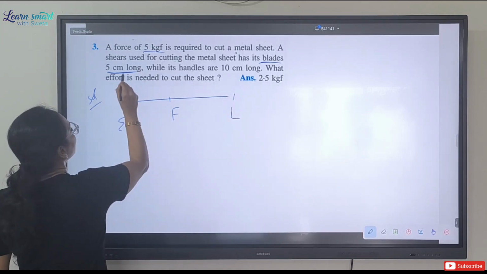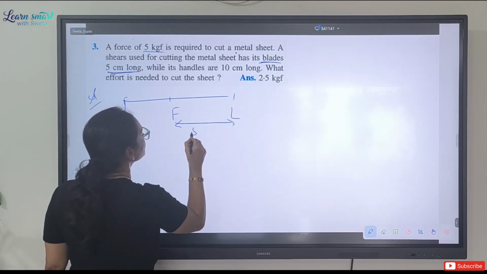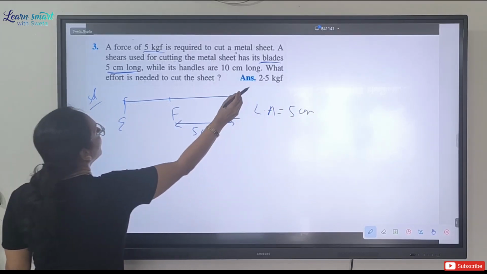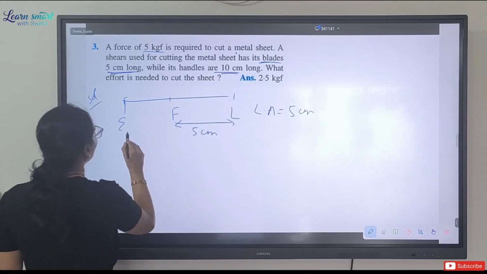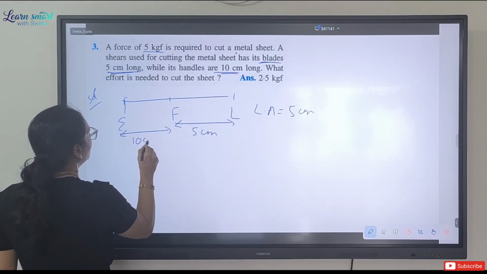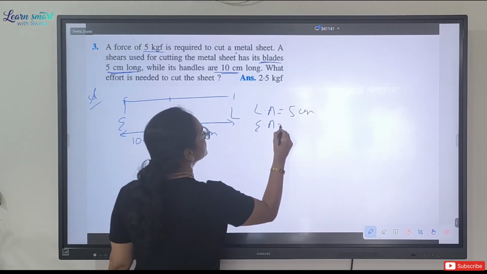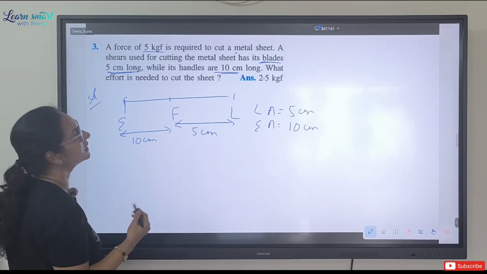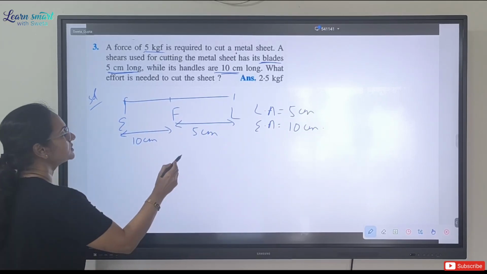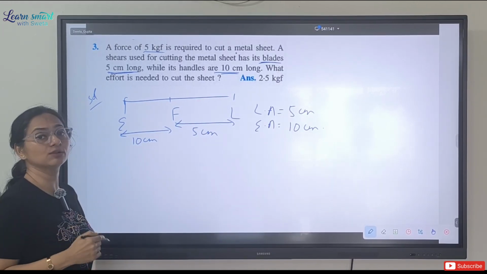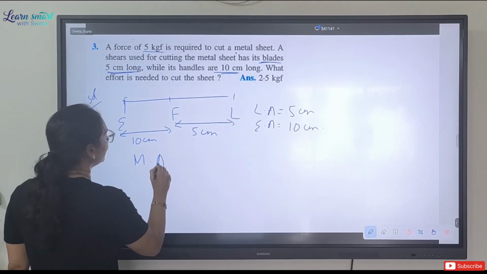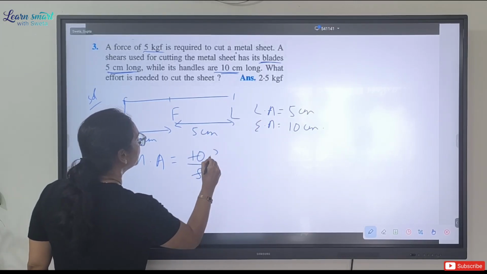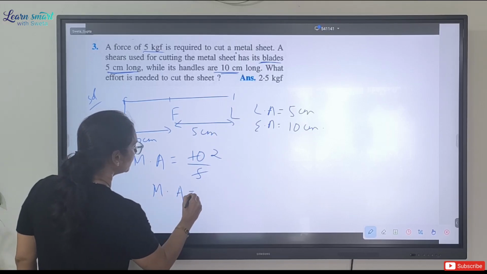When they are telling that blade is 5 centimeter long, which means the load arm is 5 centimeter. We can write also that load arm is equal to 5 centimeter. And while its handles are 10 centimeter long, which means the effort arm is equal to 10 centimeter. Now they are telling that what effort is needed to cut the sheet. We have to calculate the effort. So since we know the load arm and effort arm, first let's calculate the mechanical advantage. Mechanical advantage is equal to effort arm, which is 10, upon load arm, which is 5. So we are getting 2. Mechanical advantage equals 2.